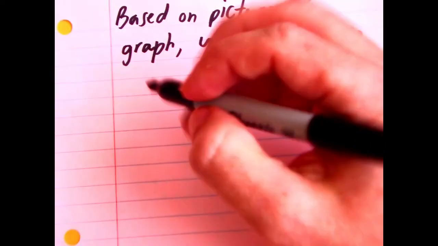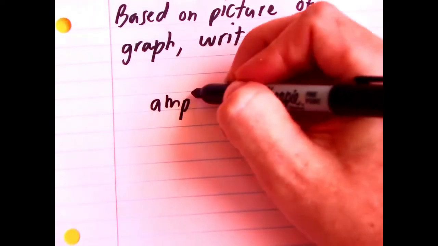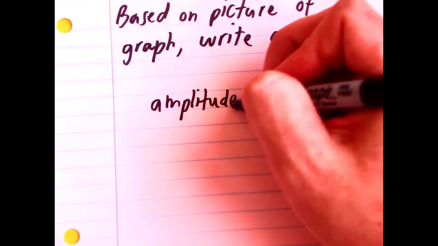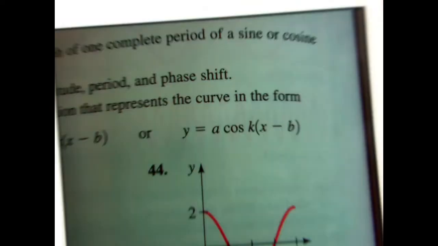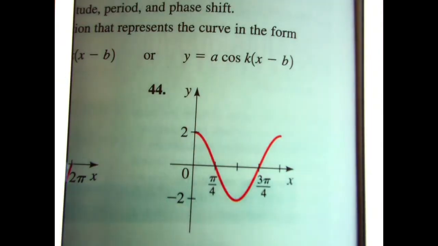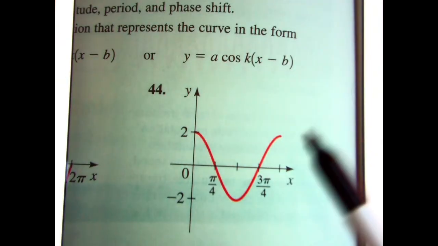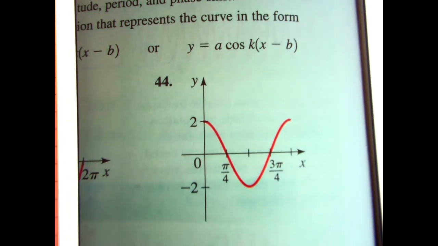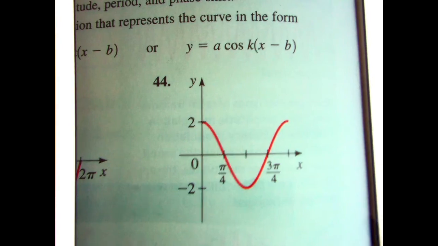Well, based on the picture, it looks like my amplitude is 2. From the middle of the graph to the peak, or from the middle of the graph to the bottom, that amplitude is 2. What about the period? How much distance does it take to make one complete wave? Well, one complete wave is completed in a distance of pi. So my period is 1 pi.